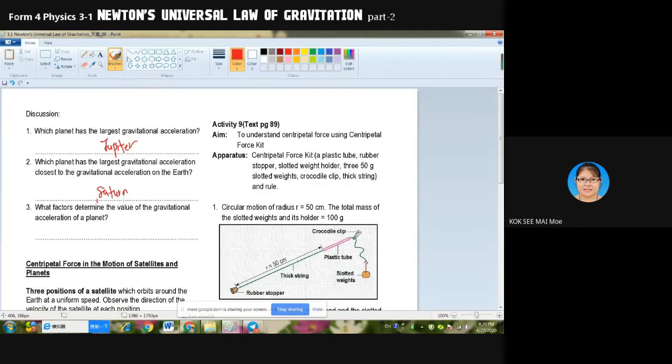Okay, then we go to what factor determines the value of the gravitational acceleration of a planet? Which one should be the factor? You want to determine the gravitational acceleration, you do the calculation, is it? Mass and also radius. So it should be the mass and also the radius of the planet. Okay, so this one is the factor.